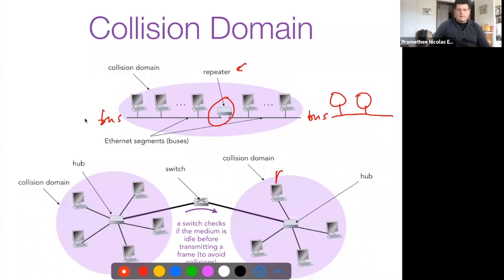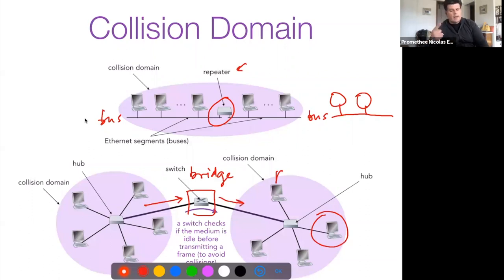So the people said, okay, instead of using the repeaters, we're going to replace this by a switch, or by what we call a bridge. I will explain in the next slide. And those devices participate in the CSMA CD. What it means is that if I receive a frame here and the destination is here, I'm not going to send it blindly on the other side. No, I'm going to check if it's idle. And if it's idle, I'm going to send it in the other network.